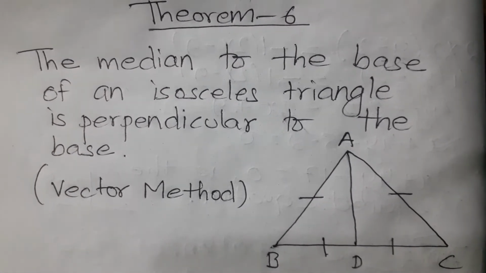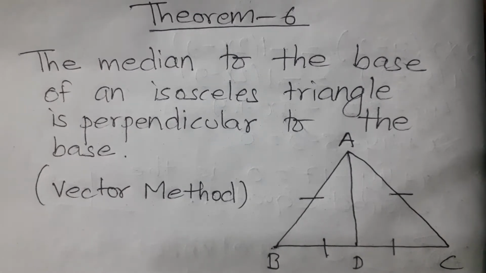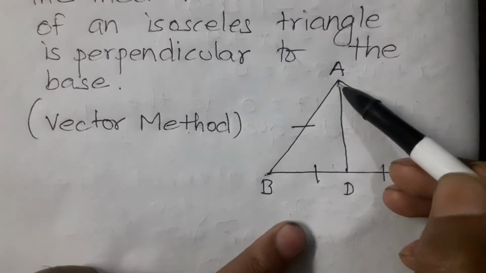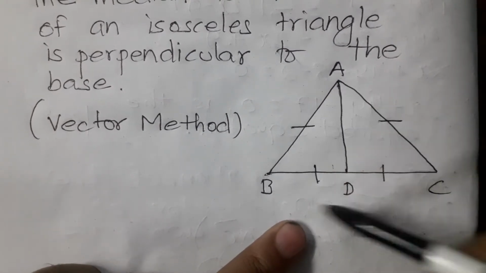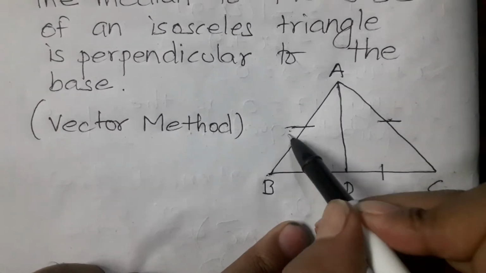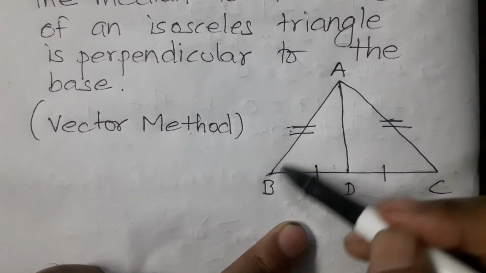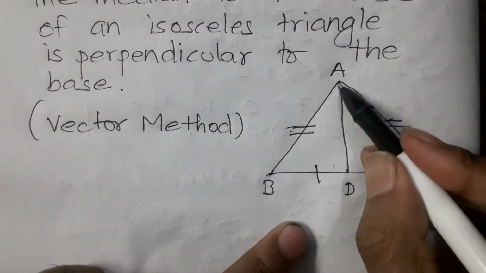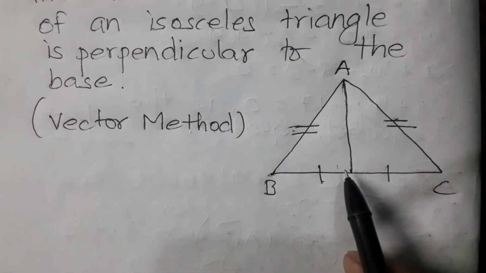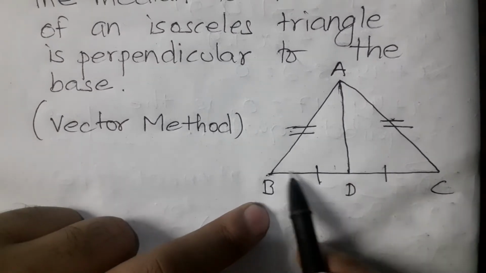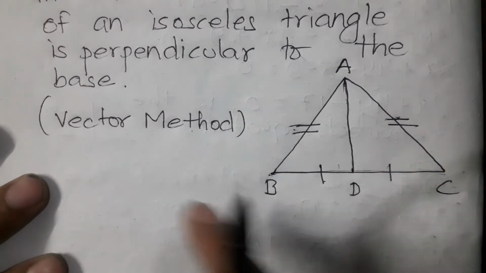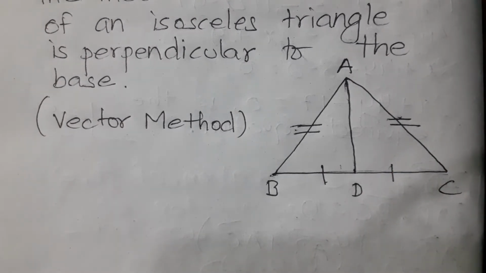In very simple language, I have drawn the figure here. In this figure you can see an isosceles triangle. Isosceles means two sides are equal, which I have marked with this symbol. In such an isosceles triangle, if a median is drawn, that line will always be perpendicular to the line BC. We have to prove this statement using the vector method.